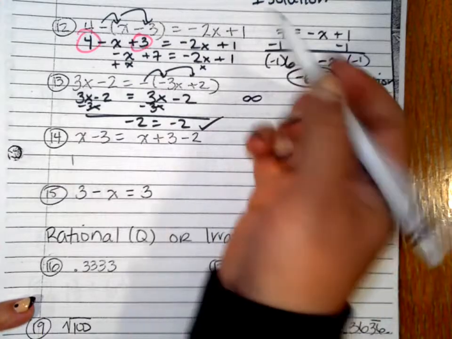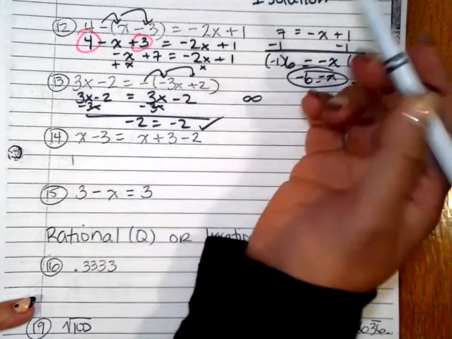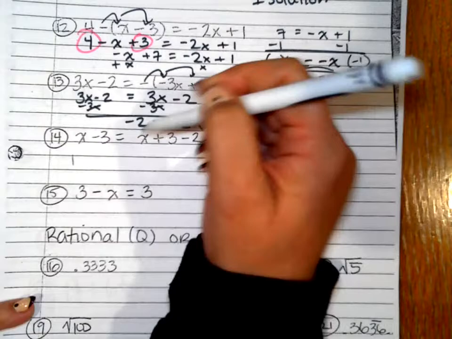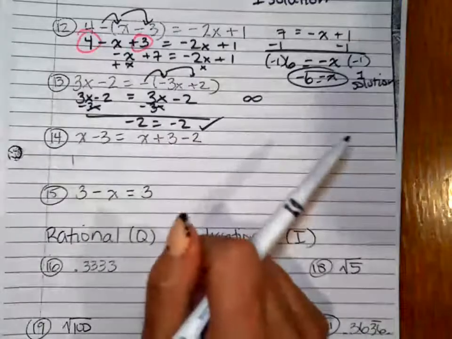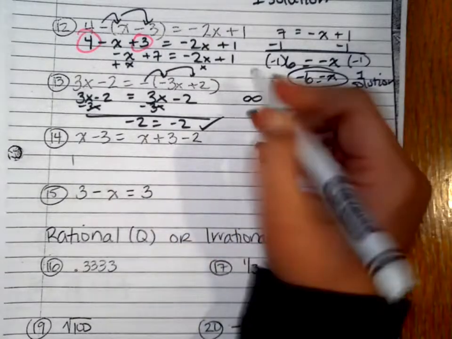We have infinitely many solutions. What that means is that any number that I plug in for x, 0, 1, 1 million, 1.5, it doesn't matter. It's always going to make that statement true. So this is infinite solutions.